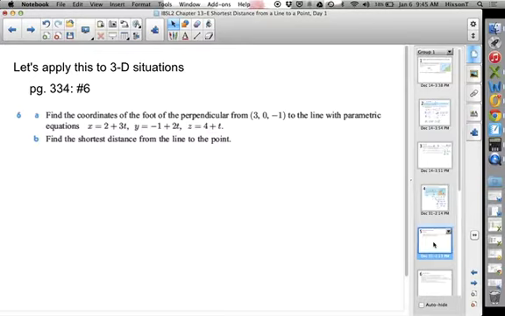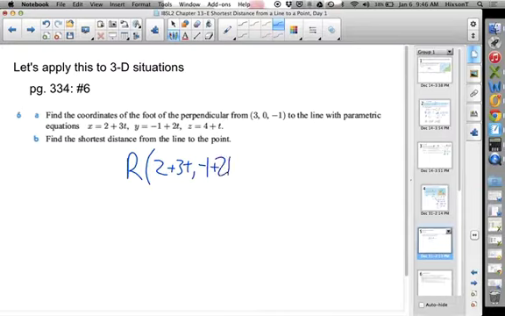So, what do you think we could do with this? Get R. Okay, get R from the parametric equations, okay? So what's R? X, Y, Z. Yeah, okay. 2 plus 3t, -1 plus 2t, and 4 plus t. Okay, very good. Alright, what's our next step?